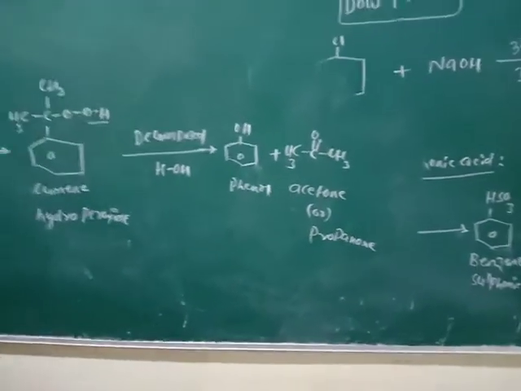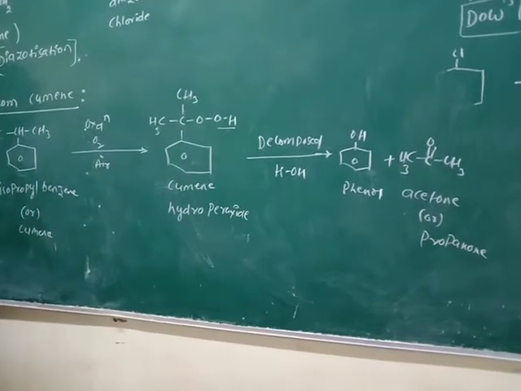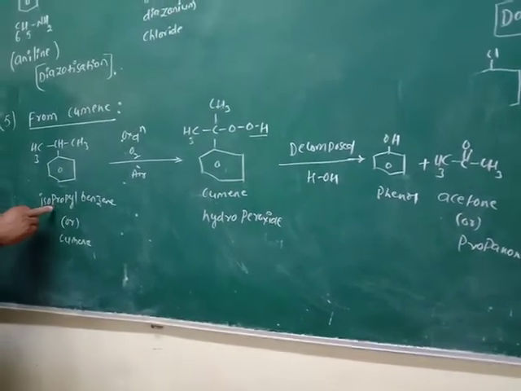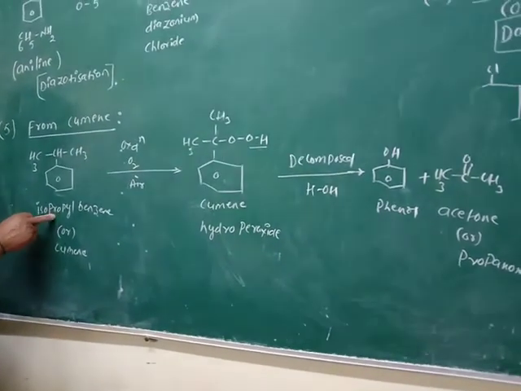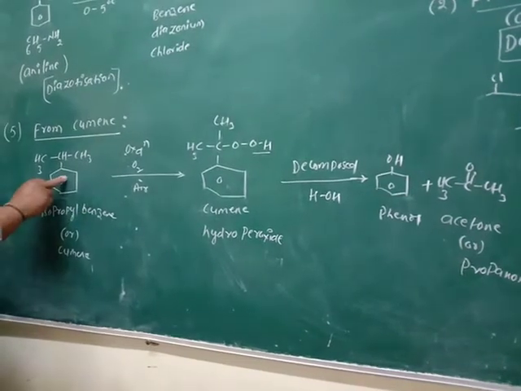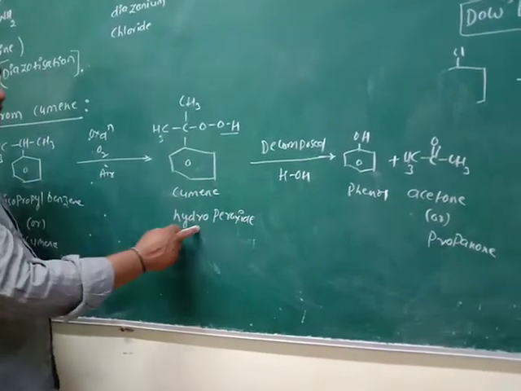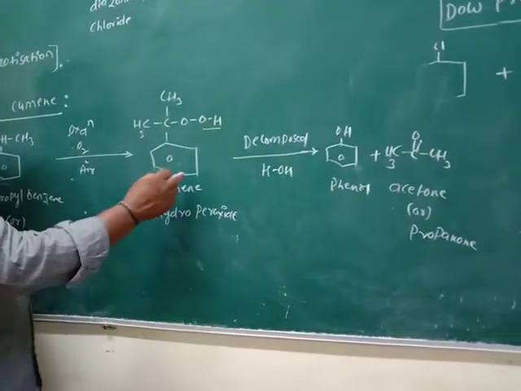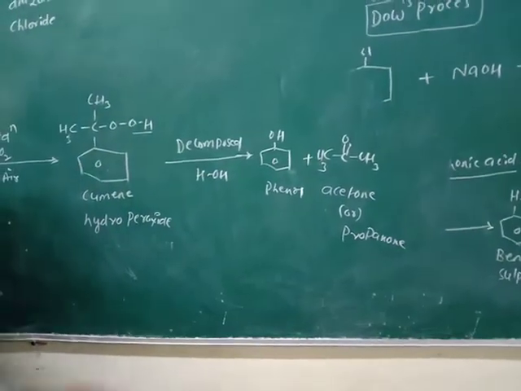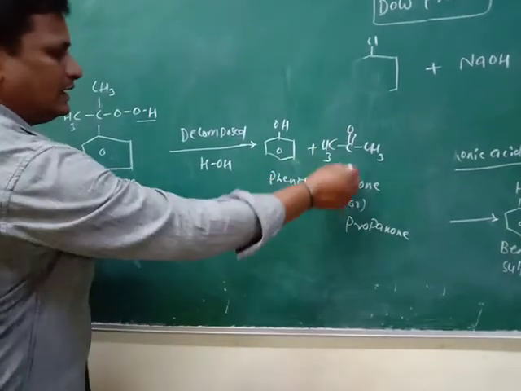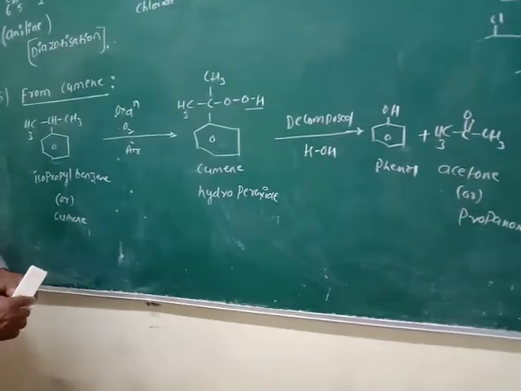So the final preparation method of phenol is from cumene. Cumene's IUPAC name is isopropyl benzene. Isopropyl benzene on oxidation in the presence of air gives cumene hydroperoxide. The obtained cumene hydroperoxide is decomposed in the presence of water. It gives phenol, and acetone is obtained. So these are the preparation methods of the phenols.